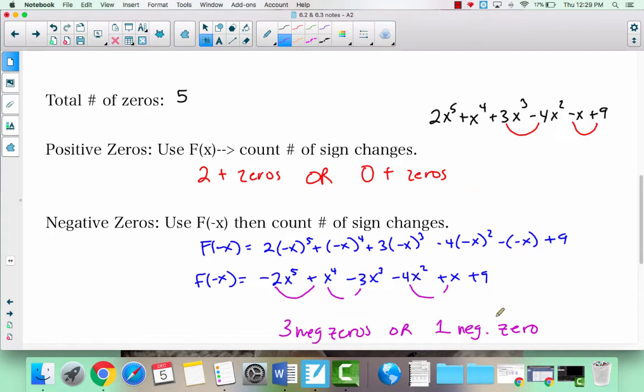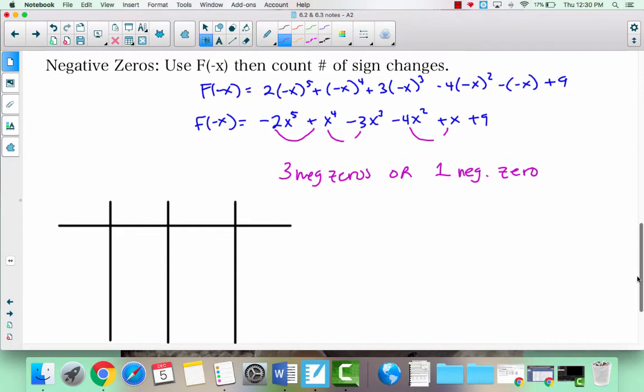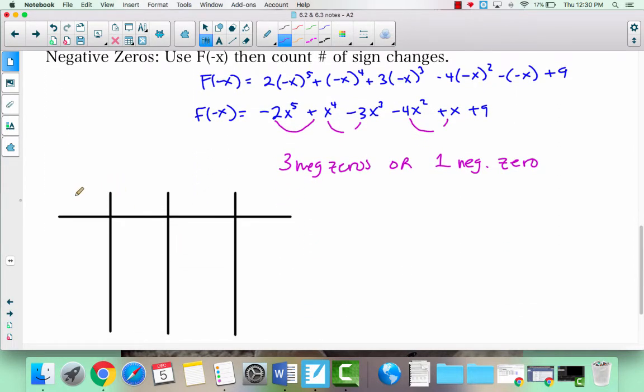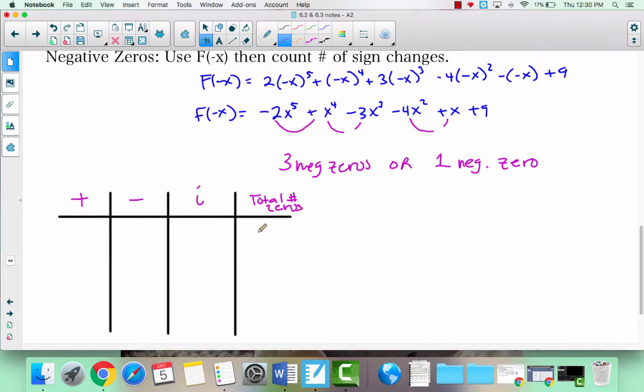And the easiest way to combine all this information is to make a table. When we make our table, we're going to have 4 columns. The first column is going to be the number of positive zeros. The second one will be the negative ones, and then the third one will be imaginary solutions. And the last column is always the total number of zeros. And so when we fill into each column, the first 3 columns have to total up to 5. And we say 5 because that was our highest degree. So every number here will have to add up to 5.